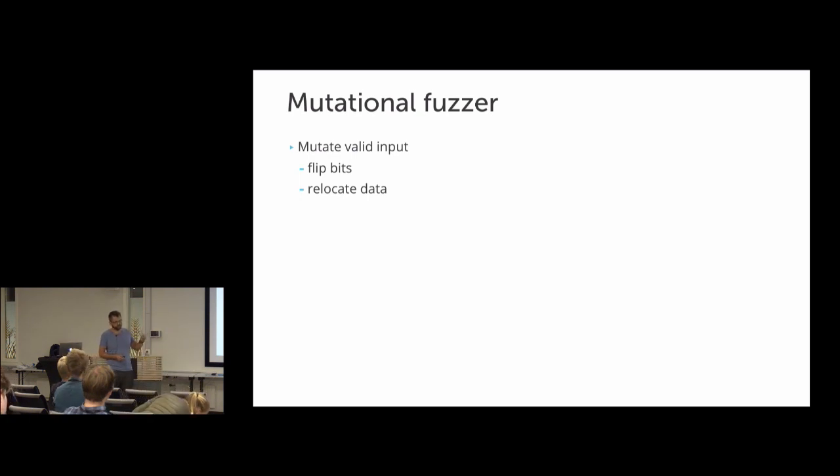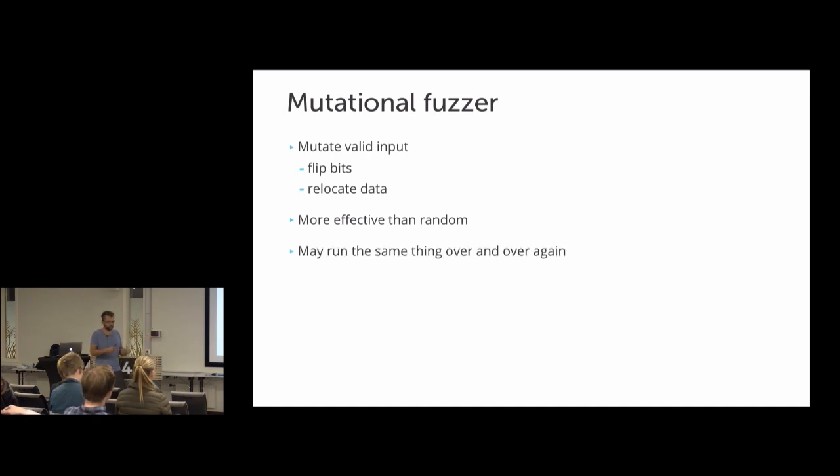And then we could flip bits or relocate data within this image and see how the application responds. This is, of course, a lot more effective than random, but we still have no insight into what's going on inside the application. We might try the same thing over and over again, and so we're fast and we're testing, but we're just testing the same thing. We don't know what's really going on inside the application.